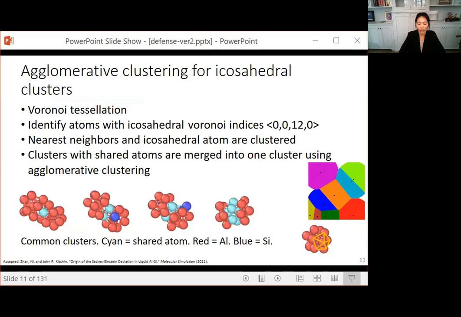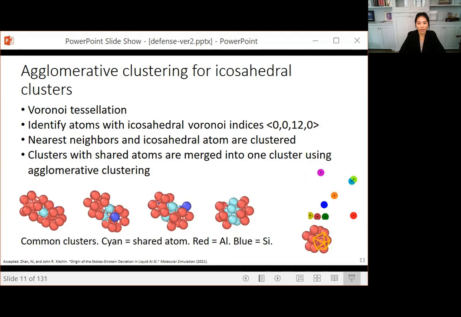And we identify atoms with icosahedral Voronoi indices. This is 0, 0, 12, 0. It means that the Voronoi polyhedron has 12 faces with 5 edges and 0 other faces. And because it has 12 nearest neighbors, those atoms plus the center atom make up the icosahedral cluster. And this is shown in the bottom right.